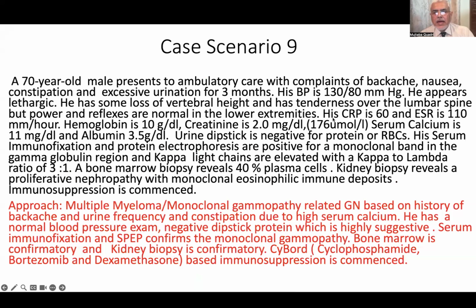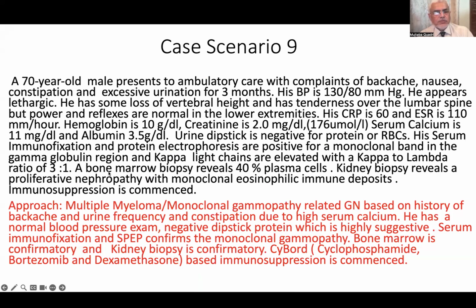He has lost some vertebral heights. ESR is 110, hemoglobin is 10, creatinine is double, calcium is high, albumin is low, urine dipstick is negative for protein or RBCs. However, the serum immunofixation and protein electrophoresis are positive for a monoclonal band in the gamma region, and kappa light chains are elevated with a kappa-lambda ratio of 3:1. Bone marrow biopsy reveals 40% plasma cells.